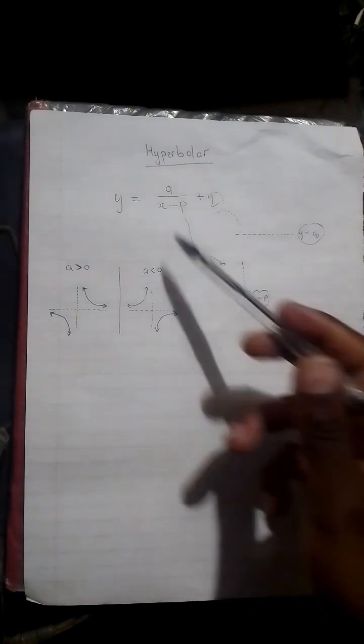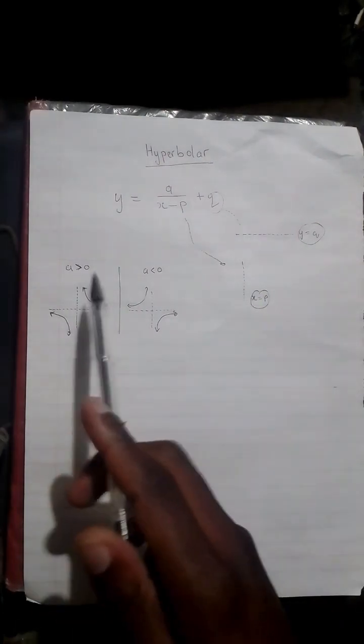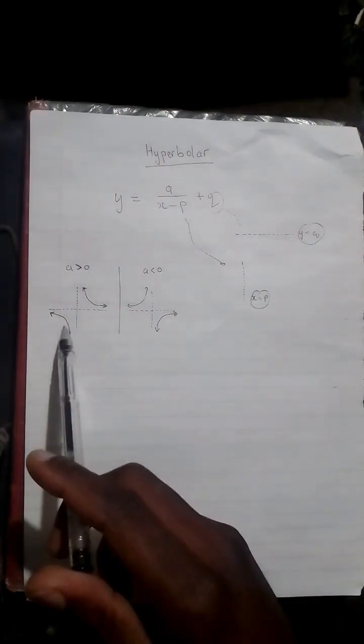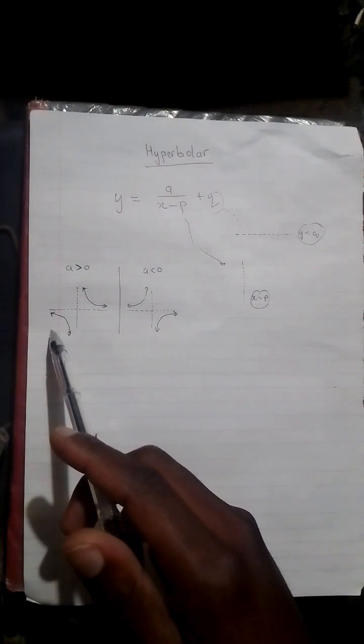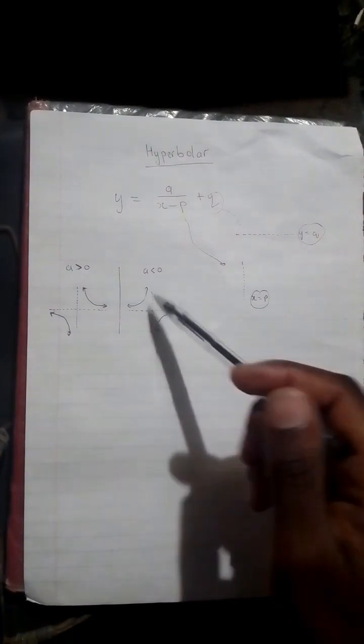Okay, let's talk about letter a. I'm not going to talk much about it. All we have to know is that it gives you the quadrant, or the shape, of the graph. Whenever a is greater than 0, our graph is in this form, in the first and third quadrants. These dotted lines represent our asymptotes. When a is less than 0, that is, negative, the graph is in this form, in the second and fourth quadrants.